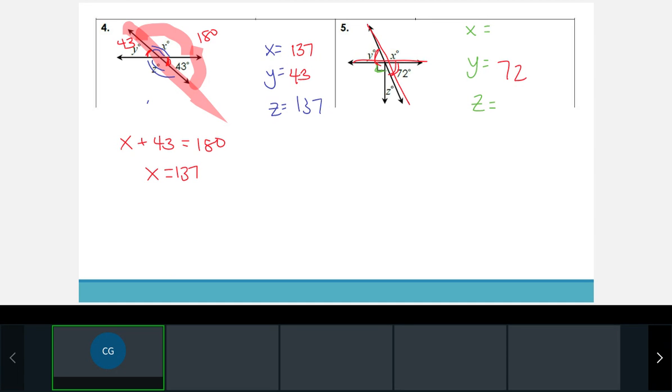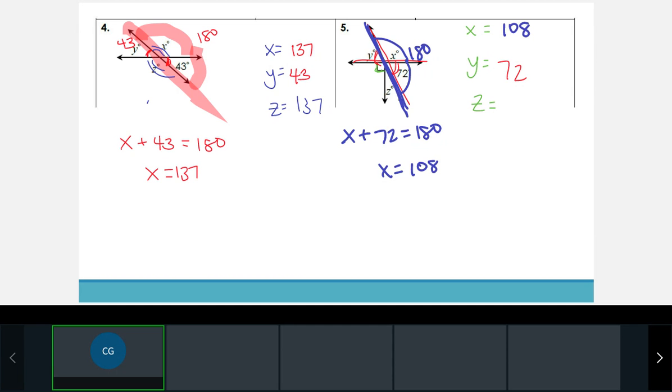Okay, now this got really messy, but let's see here. Let's look at x. Here's a line. A line has to be 180 degrees. So x and that 72, that whole thing, together has to be 180. So I can say x plus 72 equals 180. Or just subtract 72 from 180. So x is 108.